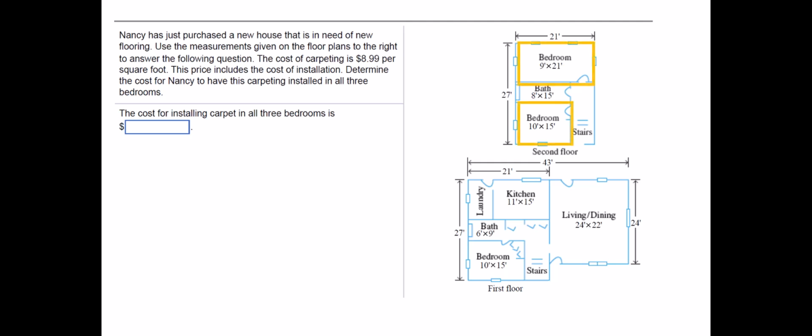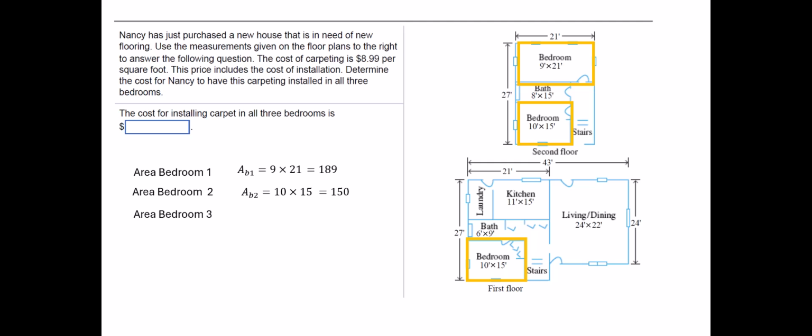Bedroom, bedroom, bedroom. Let's find the area of each. Let's find the area of bedroom 1. That's the top one. That's 9 times 21, which is 189. The area of bedroom 2 is the one right underneath it. That's going to be 10 times 15, which is 150. And now, finally, the area of bedroom 3. And that's 10 times 15 again, which is 150.